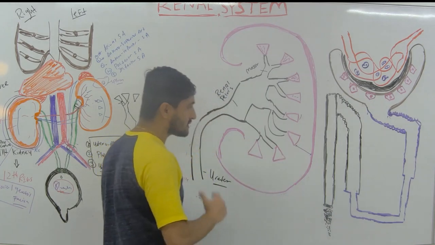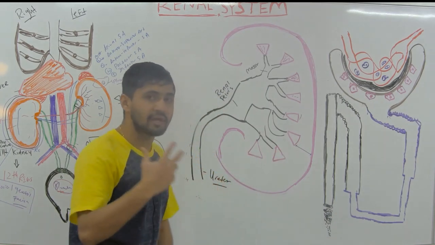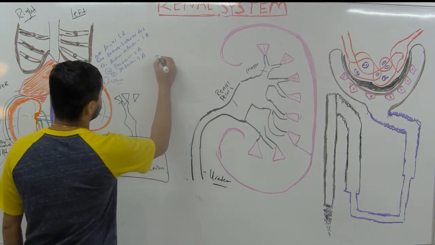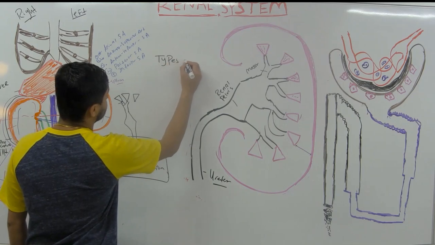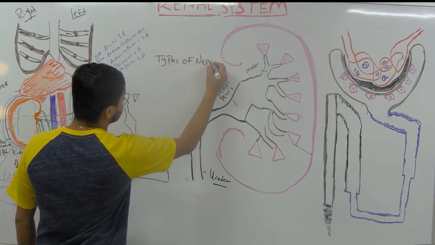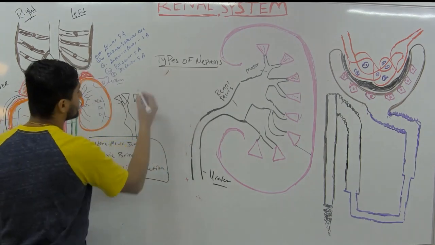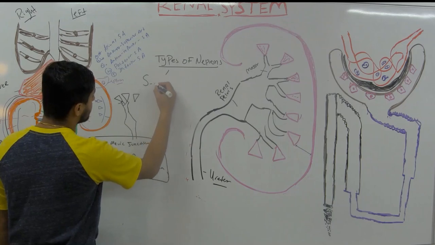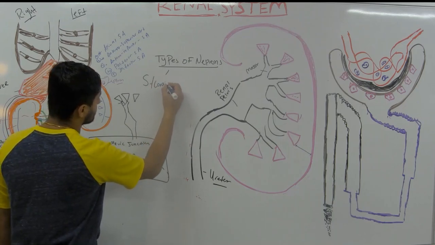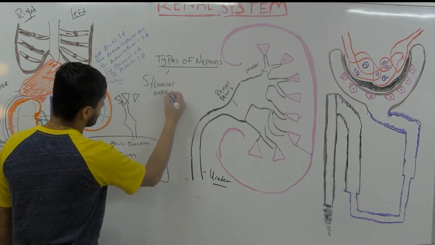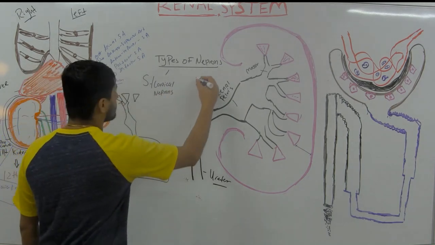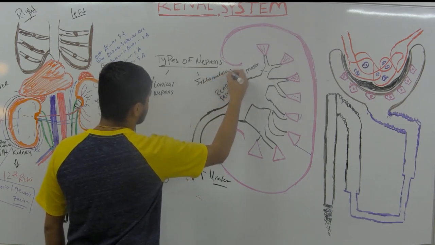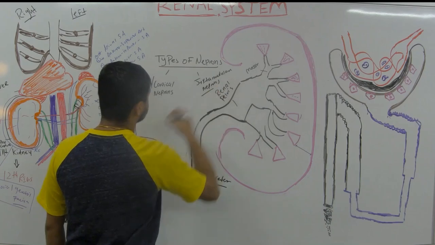And in the cortex, okay, we have to talk about two different types of nephrons we have, okay? And what are those two different types of nephrons? So you have types of nephrons, okay? One is called, you can simply say, superficial nephrons, okay? I'll just write S, superficial nephrons, or you can say cortical nephrons, okay? And the other one is called juxtamedullary nephrons, okay?